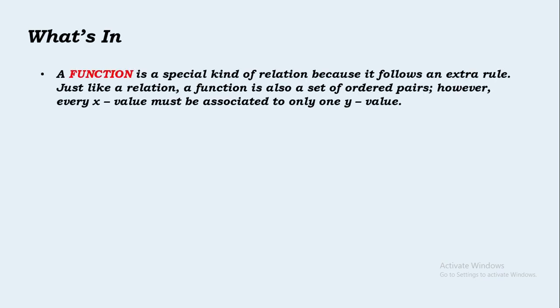Before we go to our lesson proper, we have to review first what is a function, because we will be talking of a one-to-one function, so we have to go back to the definition of a function. A function is a special kind of relation because it follows an extra rule. Just like a relation, a function is also a set of ordered pairs. However, every x value must be associated to only one y value. Therefore, a function should have a unique domain, and every domain should not be paired to two different values in the range. There should be only one pair for every domain.